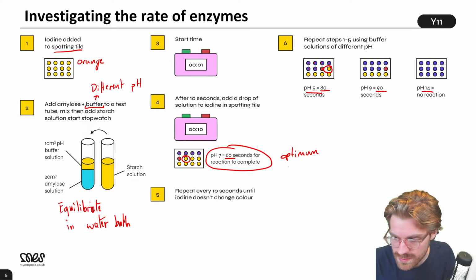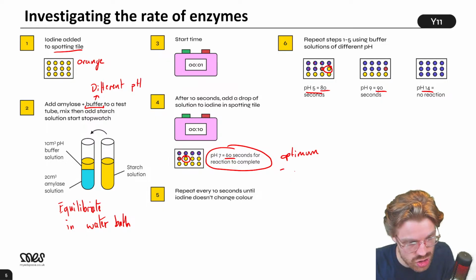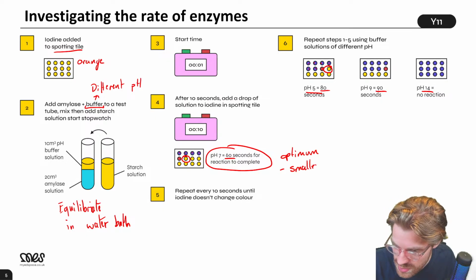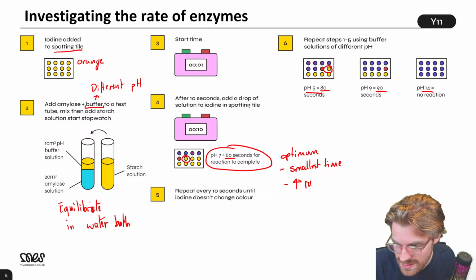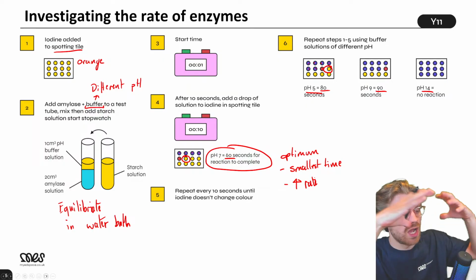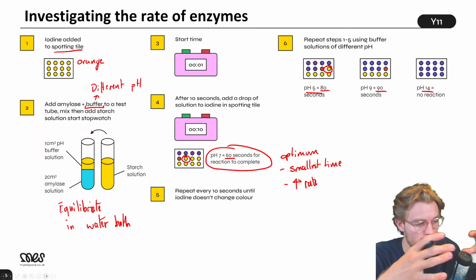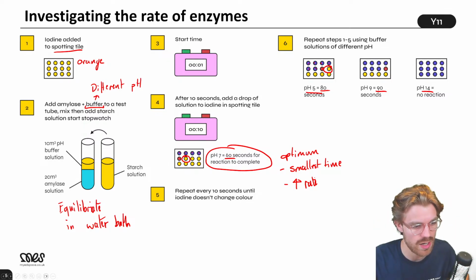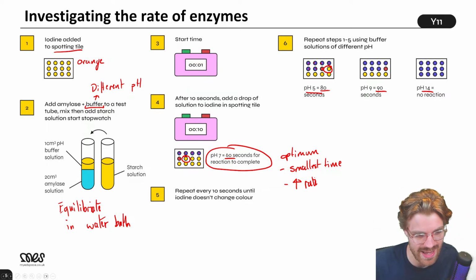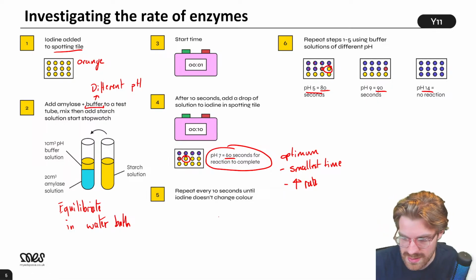This is our optimum because it has the smallest time, the least amount of time. And if it has the smallest time, that means it's going to have the greatest rate. Because remember, our rate of reaction is our volume of product, or whatever you want to say, divided by the time. We put the time underneath. The optimum means the maximum or the best there, Adam, the fastest rate.